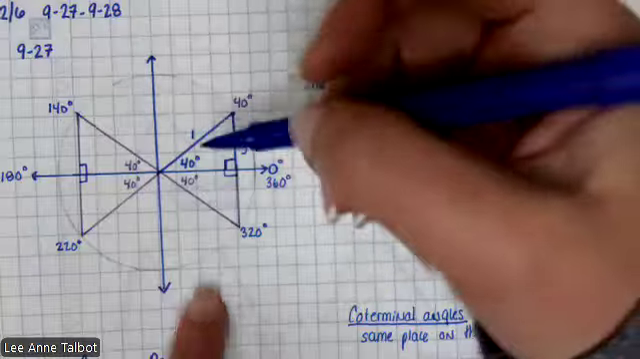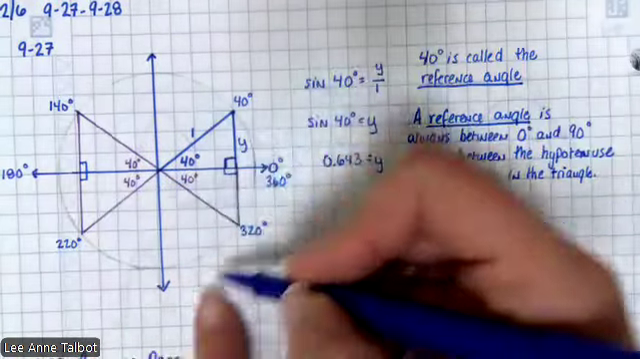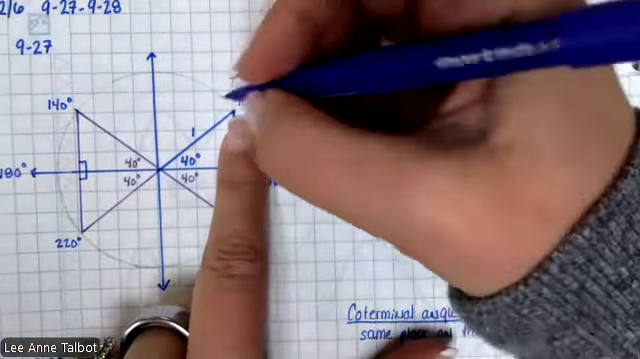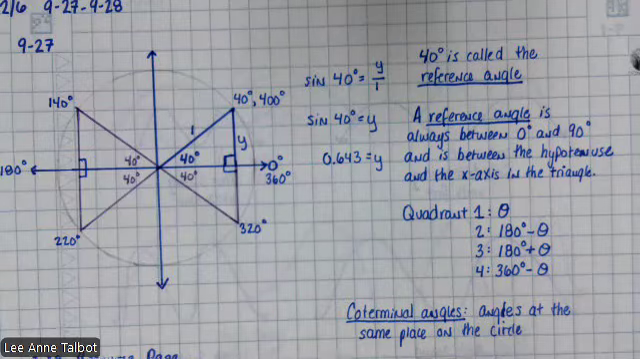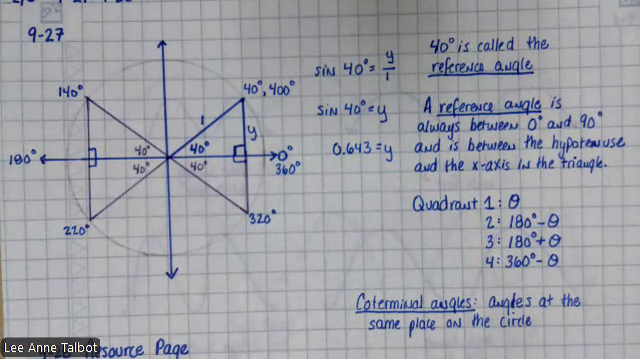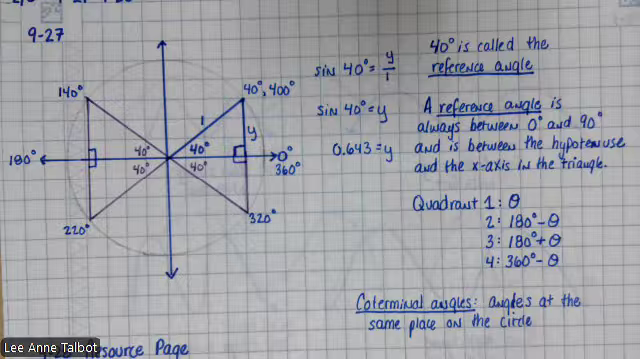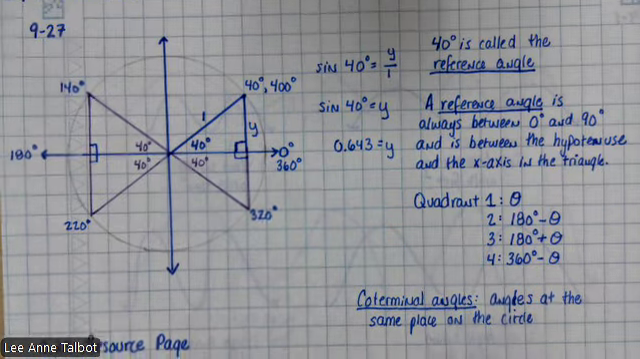400, right? Because you go 40 and then go 360 around again. So that's 40, but it's also 400. Those are coterminal angles, meaning that they go with each other. They're the same exact spot on the circle.